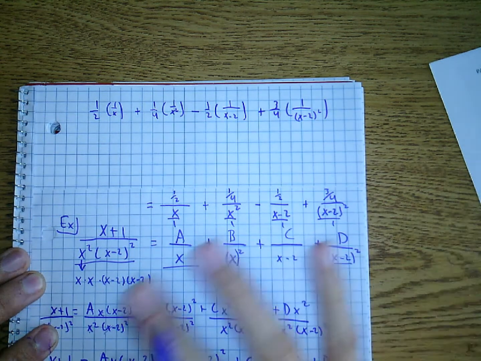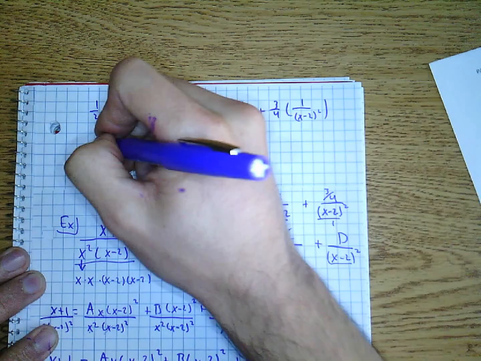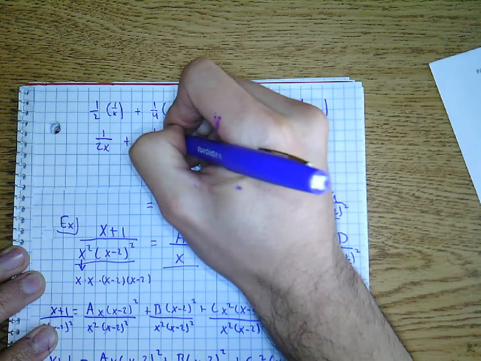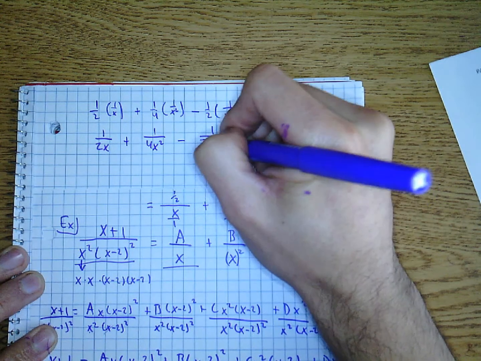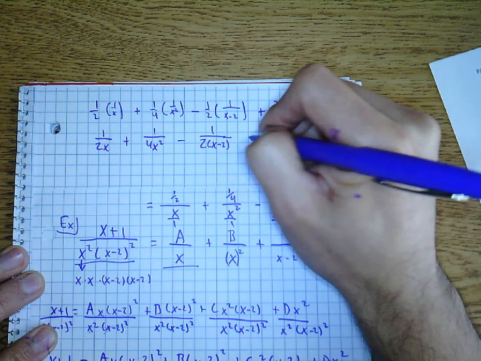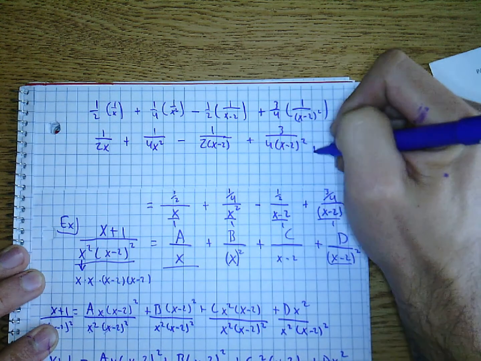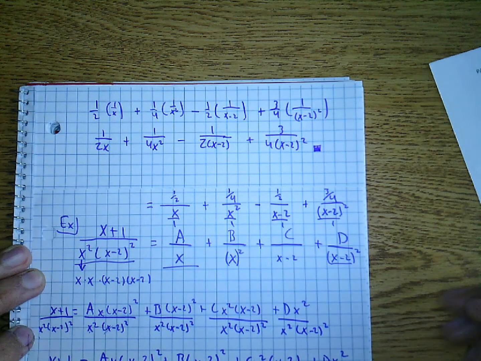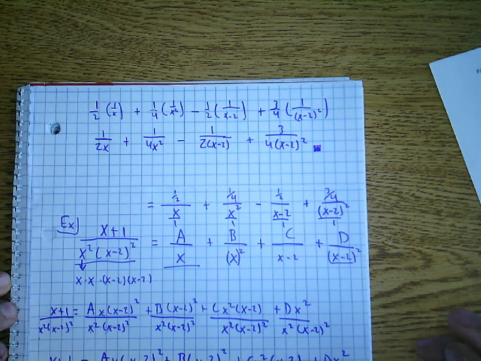So final answer for this would be 1 over 2x plus 1 over 4x squared minus 1 over 2 times x minus 2 plus 3 over 4 times x minus 2 squared. Do not multiply the denominators out. There's no need to. Leave it as it is. Cool? And that would be a repeated linear factor example.